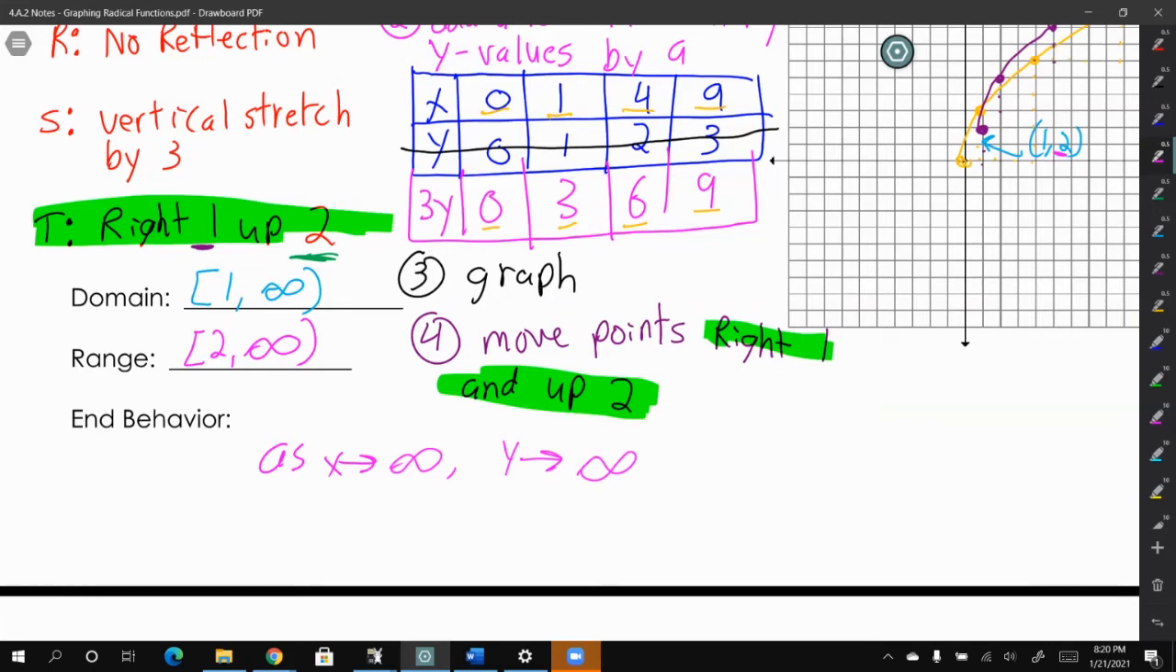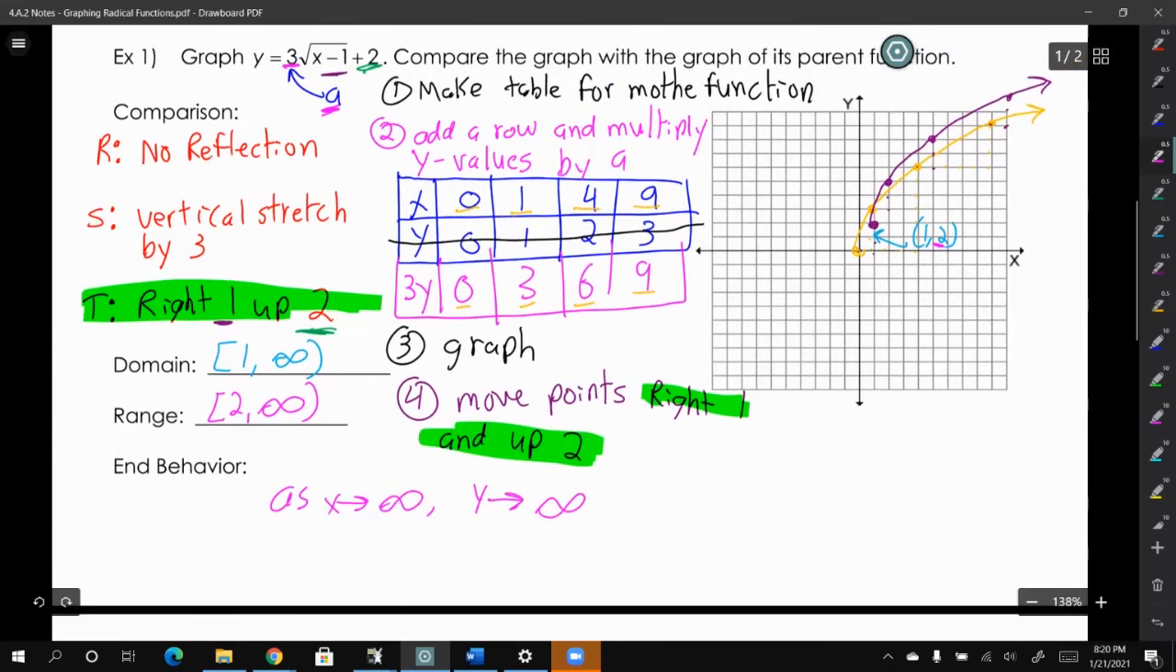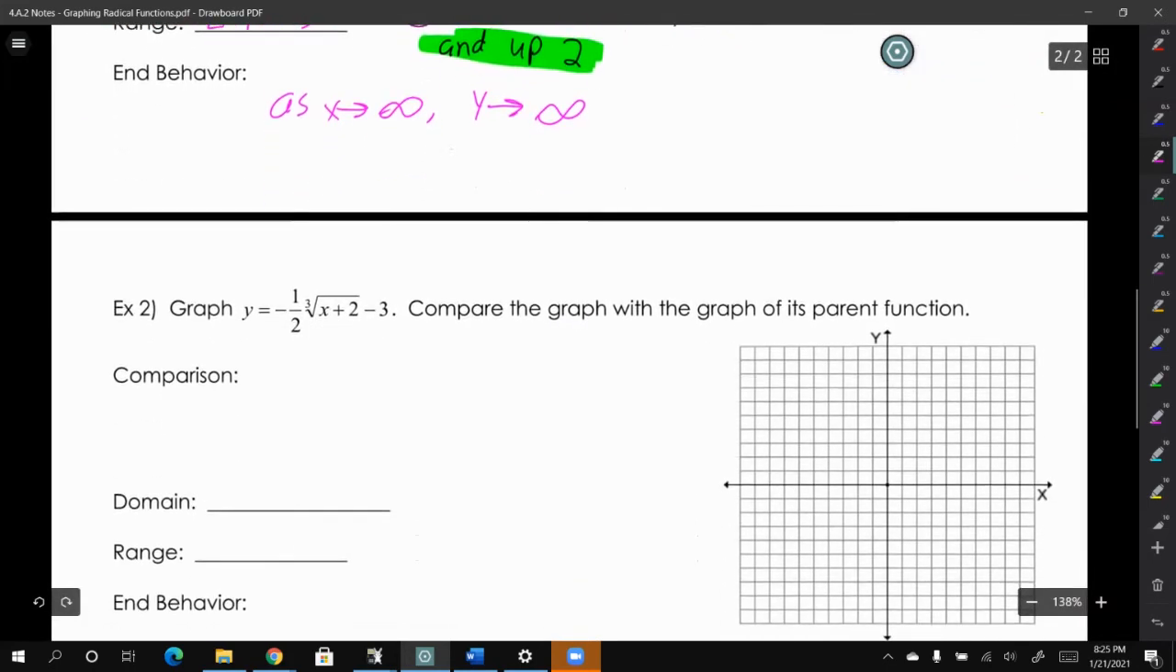So this is a lot of steps that you need to be able to organize in your work, so that way you're able to graph these correctly. So don't try to skip any steps, because then you are going to have to look back and fill in what you skipped. So these are the steps you need to follow when graphing these. All right, let's look at the next page.